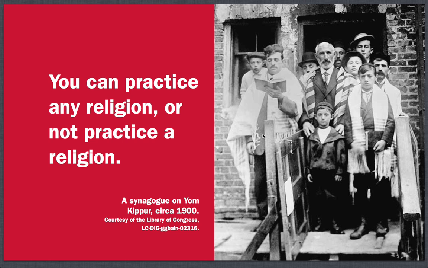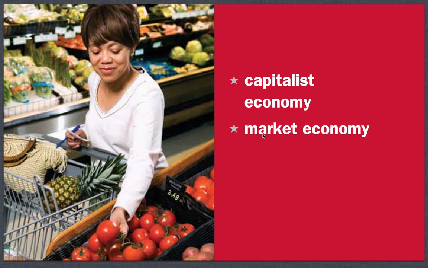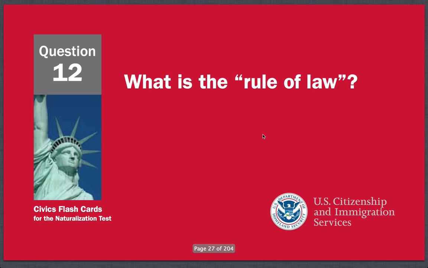What is the freedom of religion? We can practice a religion or not practice a religion. What is the economic system in the United States? Capitalist economy or market economy, also known as free economy.